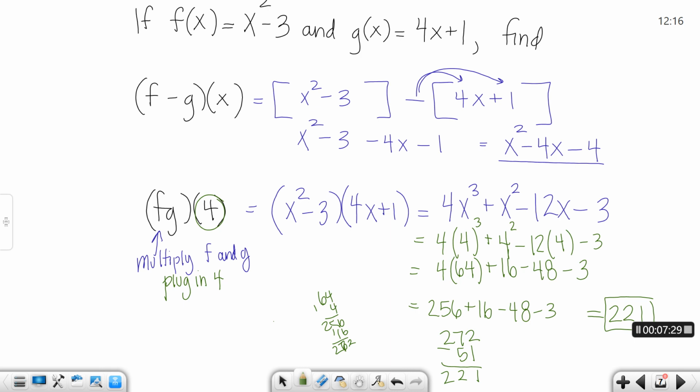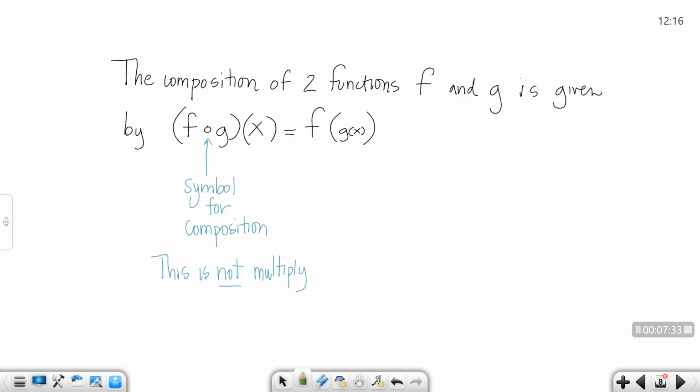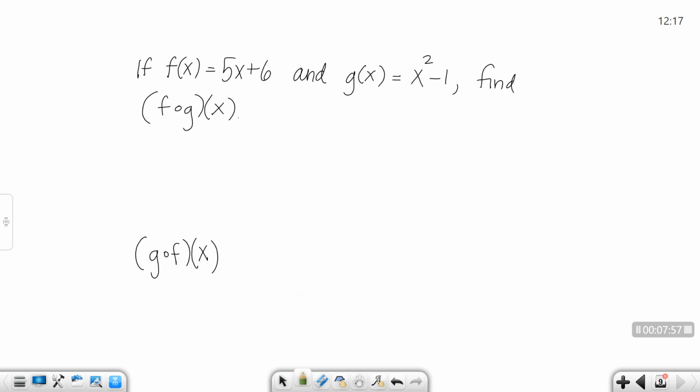So we've added, we've subtracted, we've multiplied, we've divided, we've plugged in. There's one type left, and that's called the composition. The composition is written with an open circle, so you see f, o, g almost. That is your symbol for composition. Make sure you don't multiply. Multiply would certainly be one of your multiple choice tricks. Don't fall for that. The symbol for composition is that open circle, and that is not the symbol for multiply.